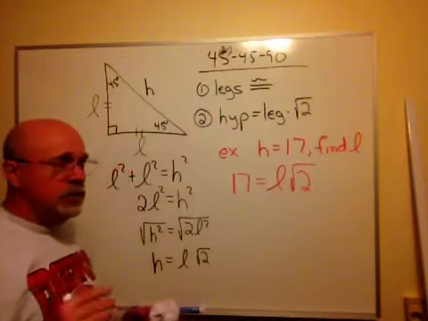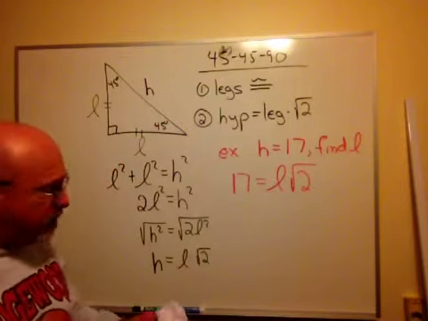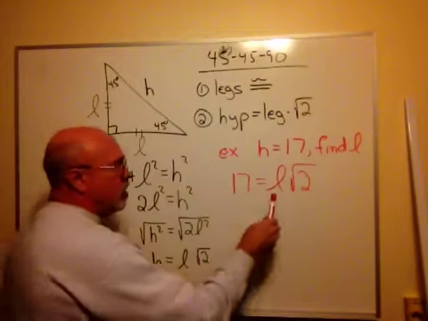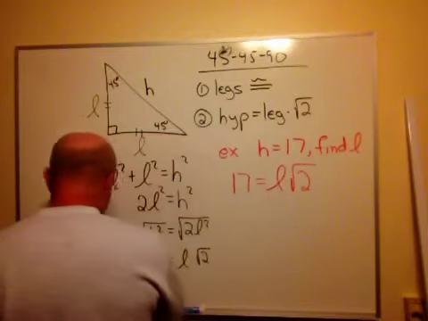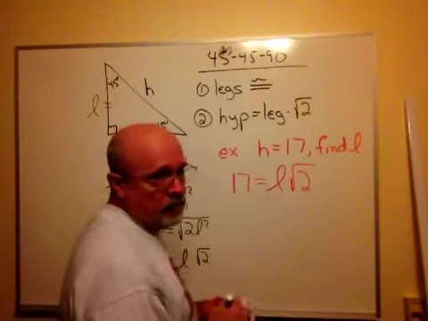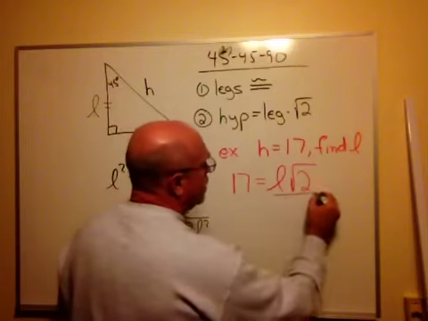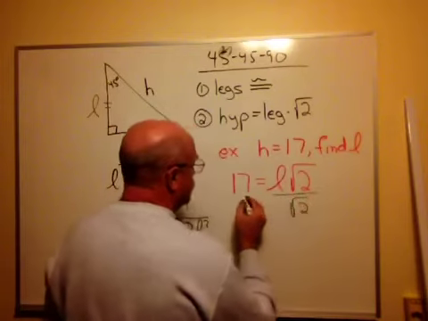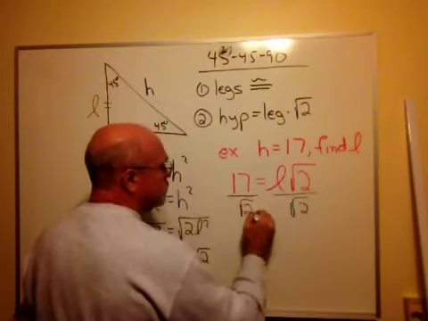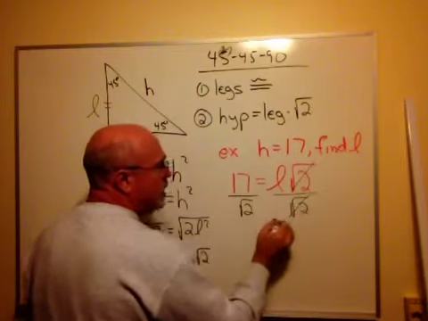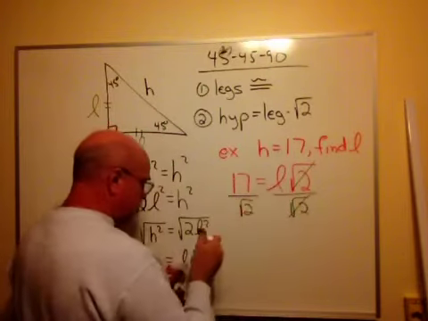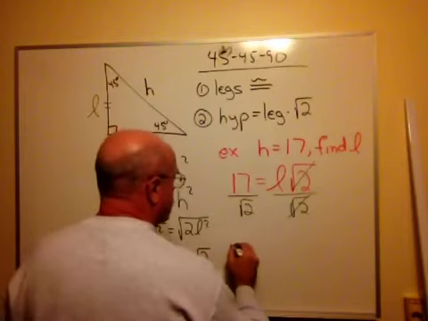Okay, when you're trying to solve an equation for a variable, then the variable is being multiplied by something. You will need to divide by that thing on both sides. So dividing both sides by the square root of 2 causes the square root of 2's to cancel. So L will be 17 over the square root of 2.